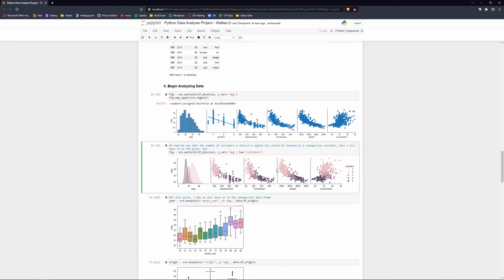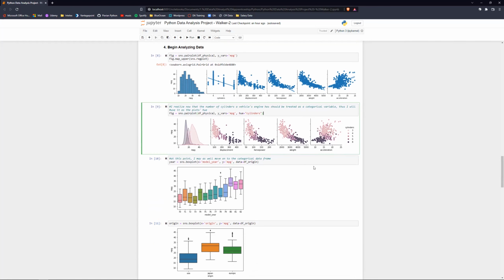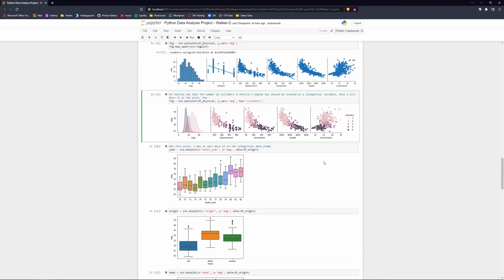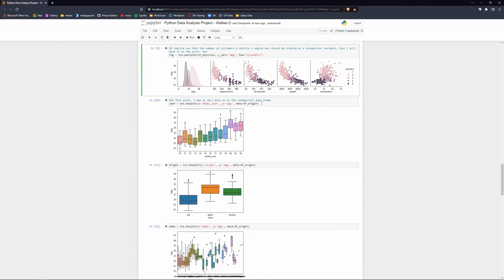And that actually gave more interesting results, I guess, because you can see that with MPG as the Y variable, the lower number of cylinders tends to have higher fuel efficiency. I'll get into why I think that is later. So then I moved on to looking at the origin data frame.